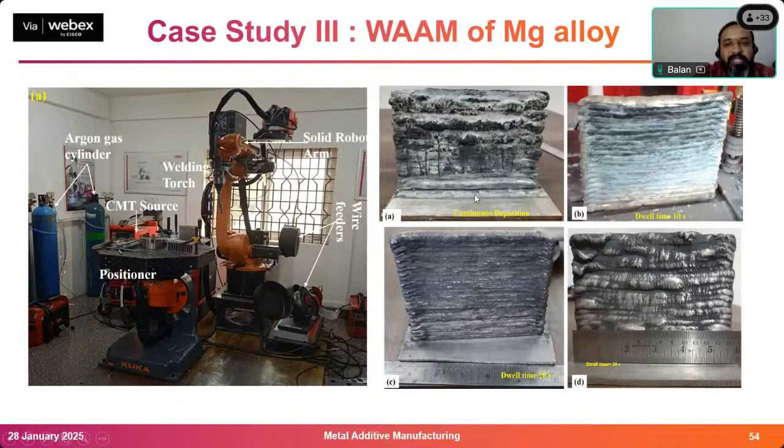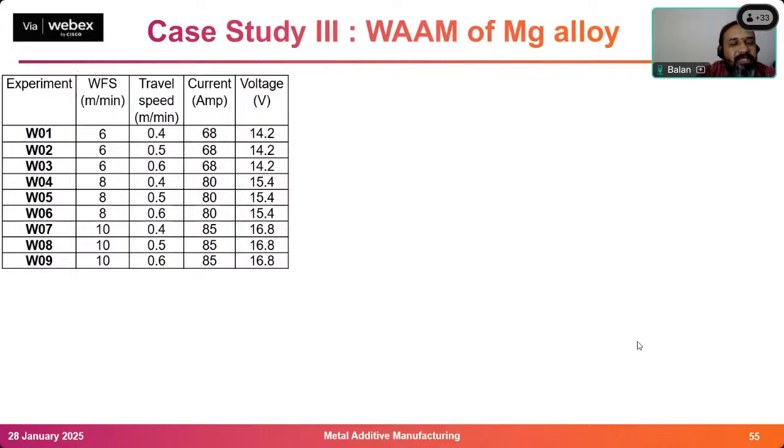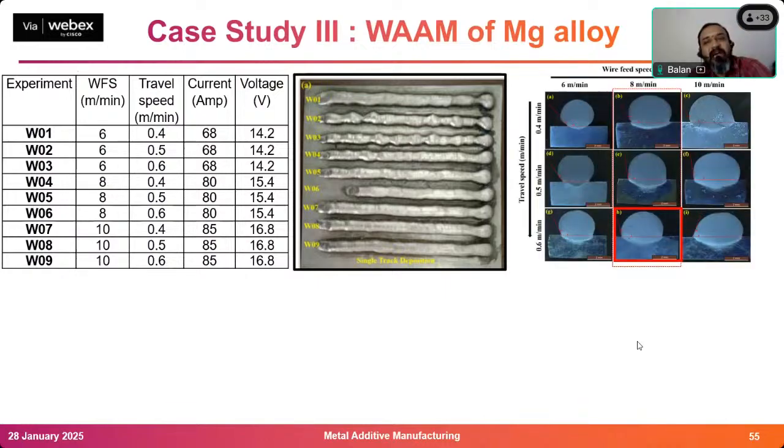So this is continuous deposition with dwell time 10, dwell time 20, and dwell time 30. The dwell time is the time given between each layer, so we stop for some seconds and then continue. First I have to do the single track. Single track means the melt pool dimension. So I did nine single track experiments like this, and I did a cross section and took the melt pool, because this is a melt pool study.